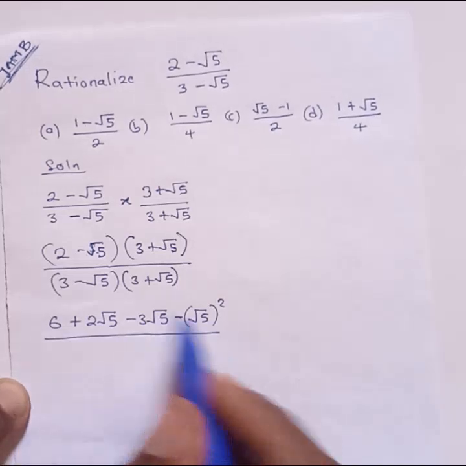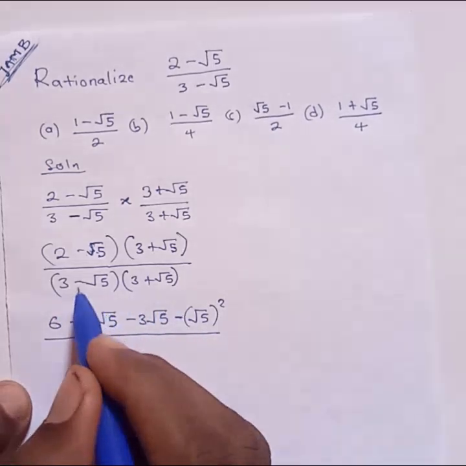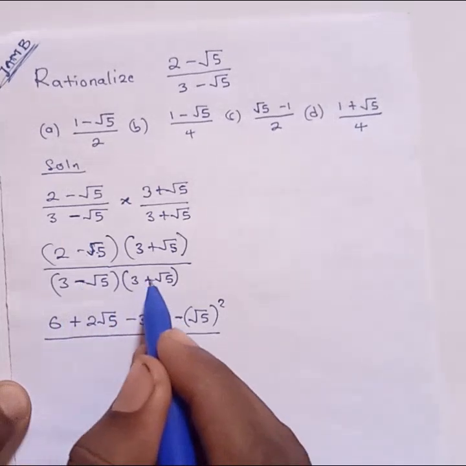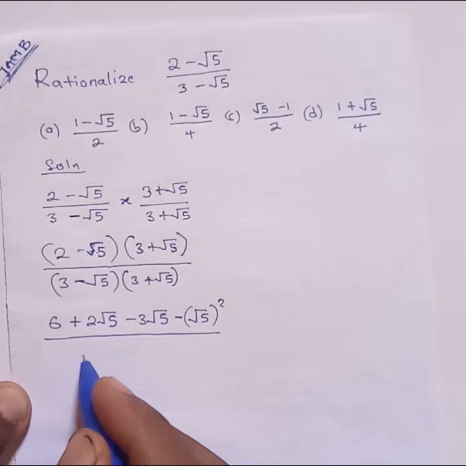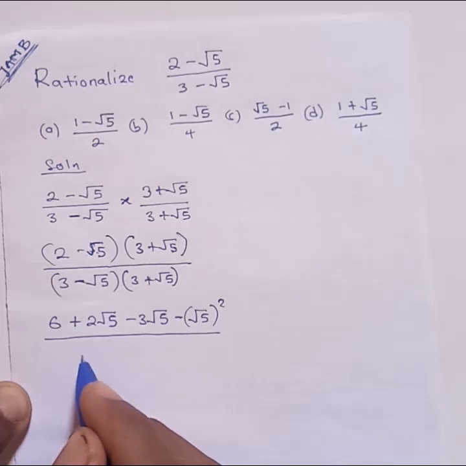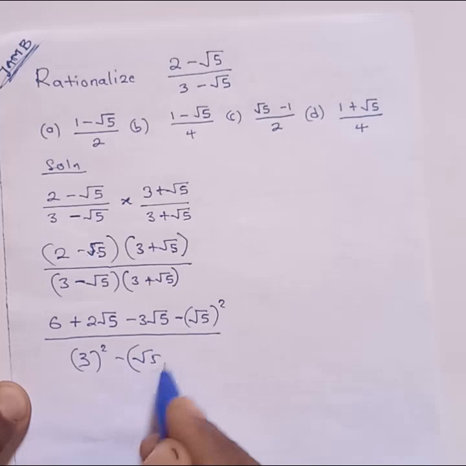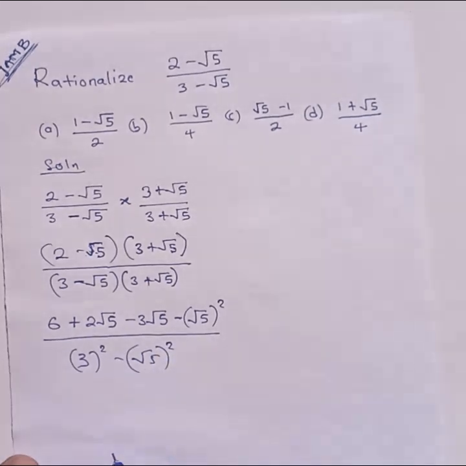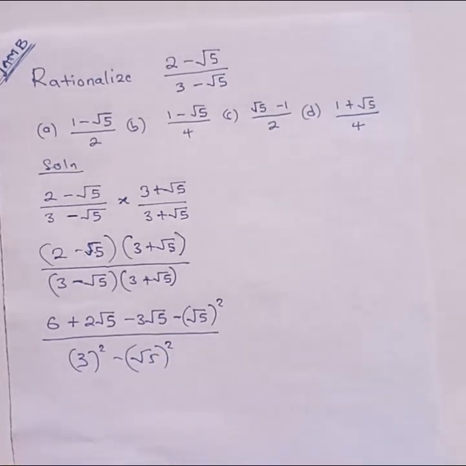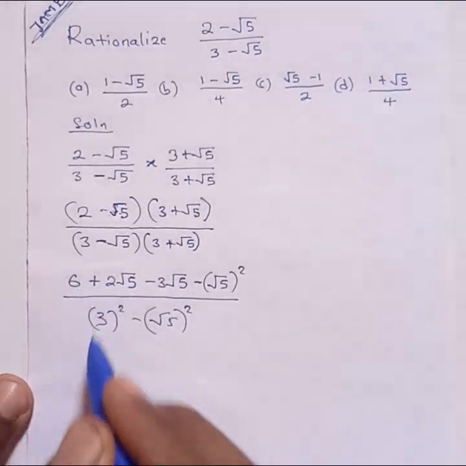All over. We know this is clearly difference of two squares because this is minus and this is plus. And everyone that knows difference of two squares, we know definitely we have something of this nature: 3 square minus square root of 5 square. This is difference of two squares. So now let's simplify this.